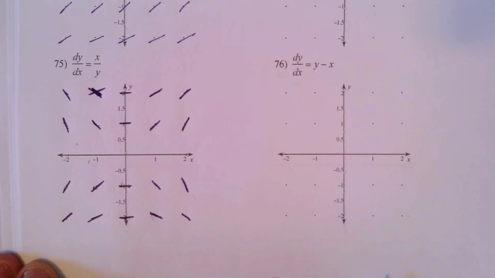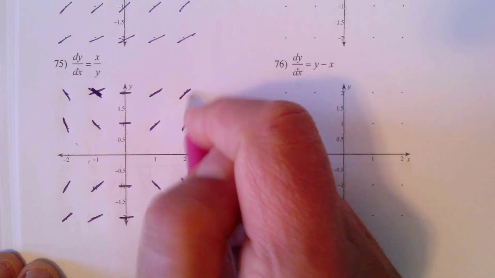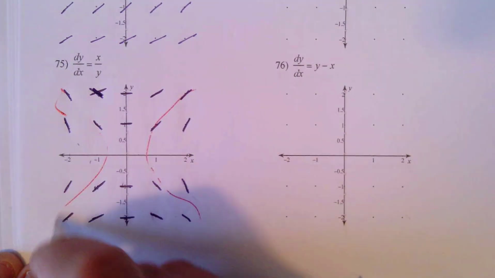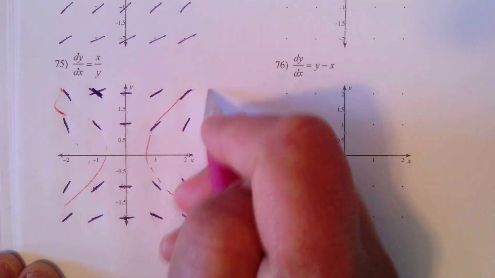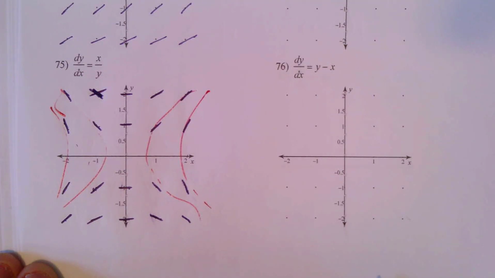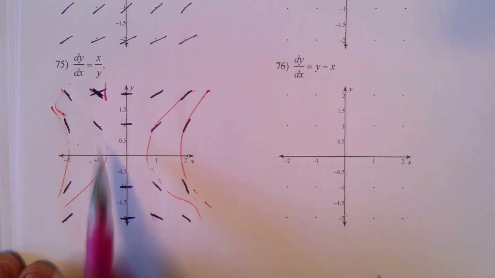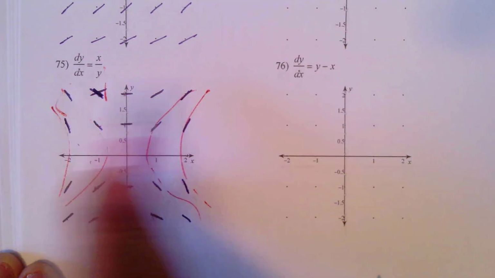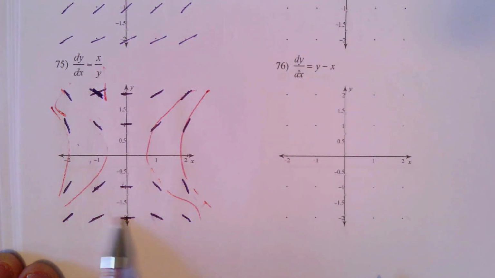So that means solutions here would look like maybe like this. Okay, there's one solution. Here's another solution. Okay, the solutions would tend to follow these slope fields. Again, we're just drawing in a few of the points.